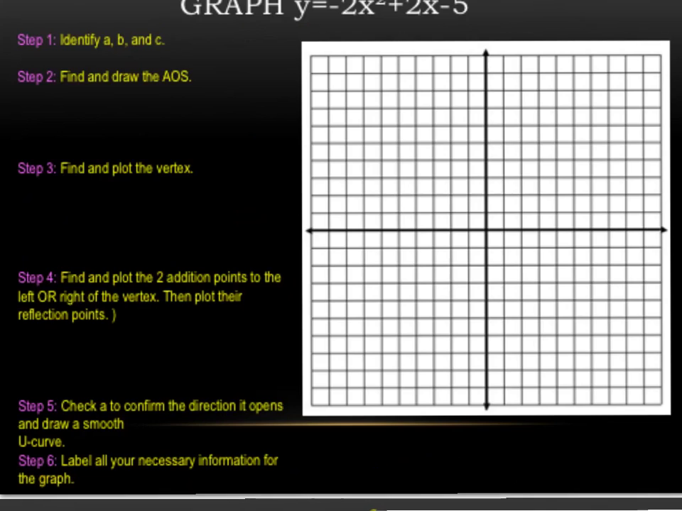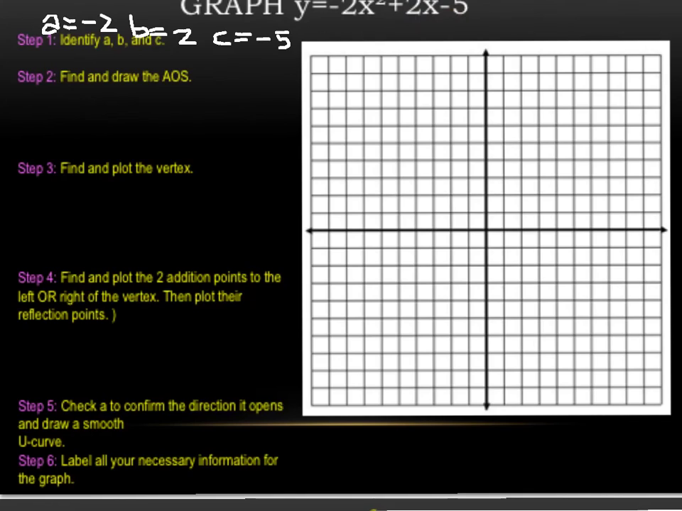So I need to know what A, B, and C are first. A, you can see here, is -2. B is going to be +2. And C is going to be -5. That I just found from here, here, and here. And notice it was already in order. You need to make sure that it's quadratic, linear, constant term.